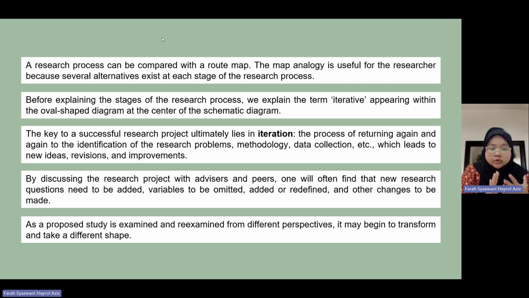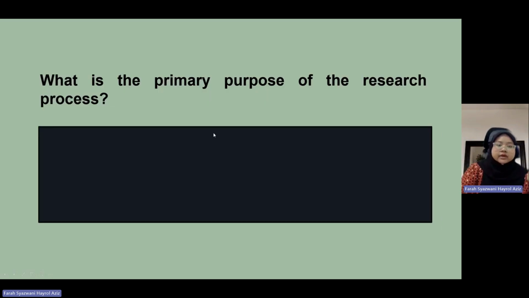So by discussing the research project with advisors and peers, one will often find that new research questions need to be added, variables to be omitted, added or redefined, and other changes to be made. So as a proposed study is examined and re-examined from different perspectives in the process of iteration, it may begin to transform and take a different shape.